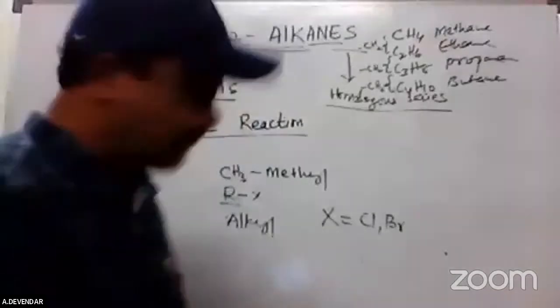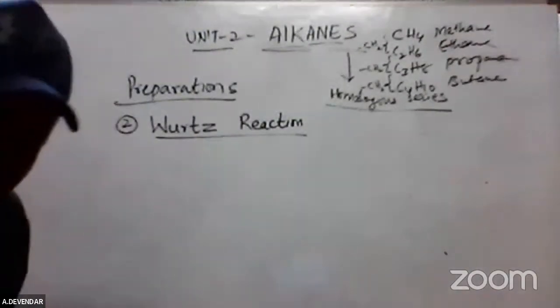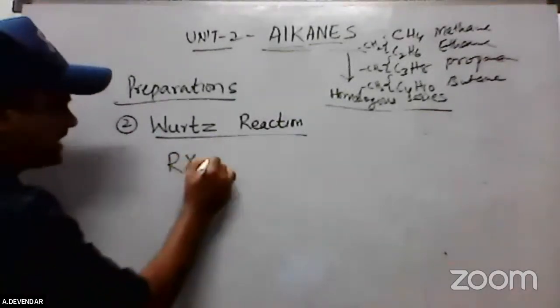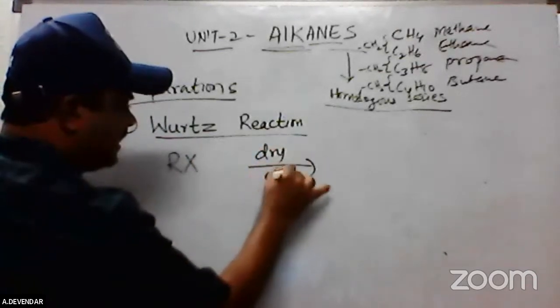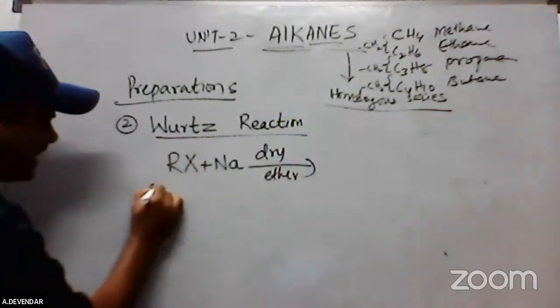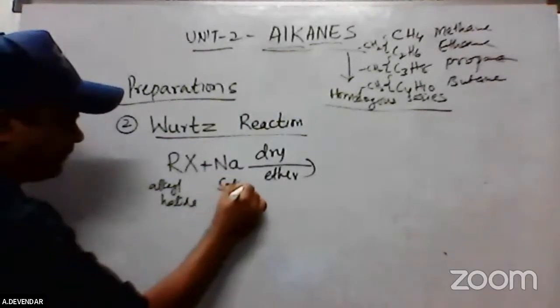So in the Wurtz reaction, when alkyl halide is treated in the presence of dry ether, and also treated with sodium metal, this is called alkyl halide. It is pure sodium metal.